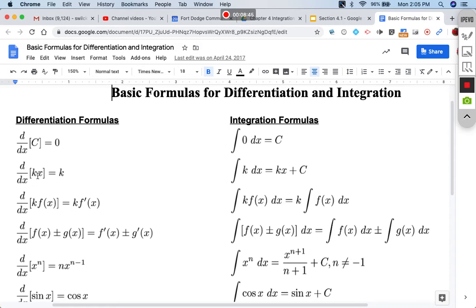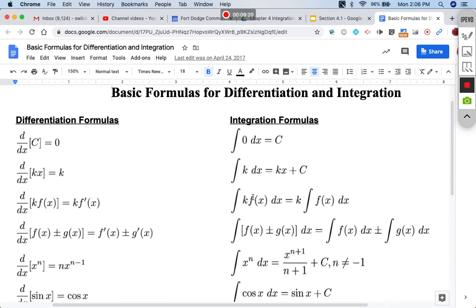Now, the derivative of kx is just k, so the integral of k dx is kx plus c. I just want to point out these two here: the constant multiple and these sum and difference formulas. For derivatives, we can break these up, and it works for integration as well. It's the inverse operation, so it makes sense that some of this is also going to work for us.